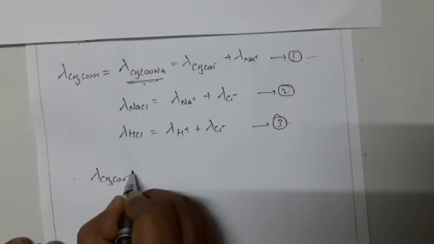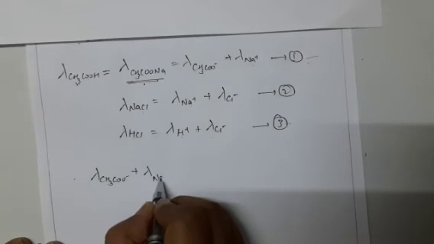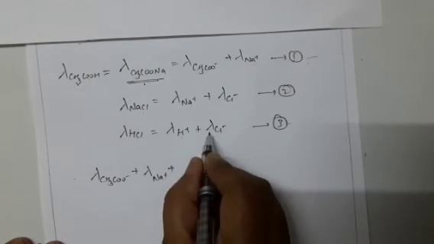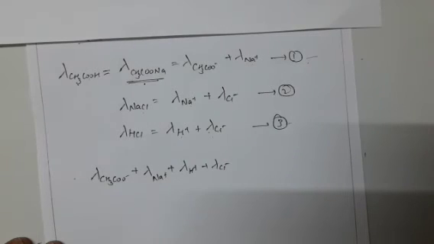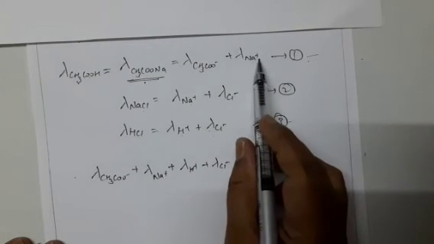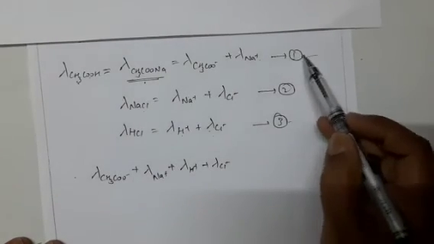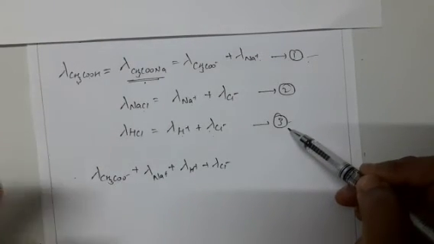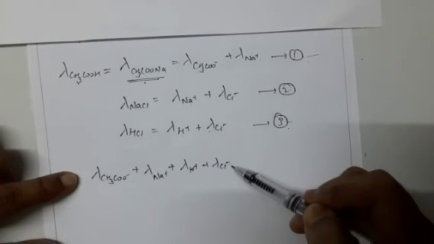CH3COO minus, we are adding this one, lambda Na plus. Next, third one, we are adding H plus plus Cl minus. First we have to add uncommon ions. So in equation 1 and equation 3, we don't have common ions. That's why we are adding here.